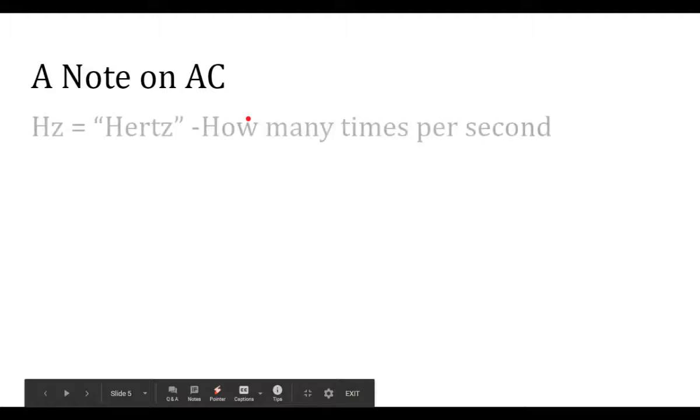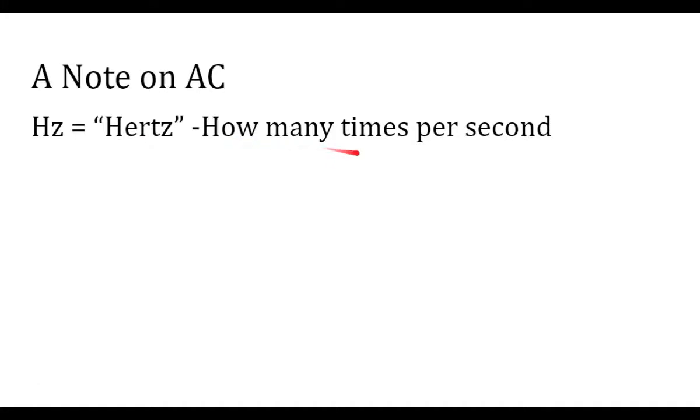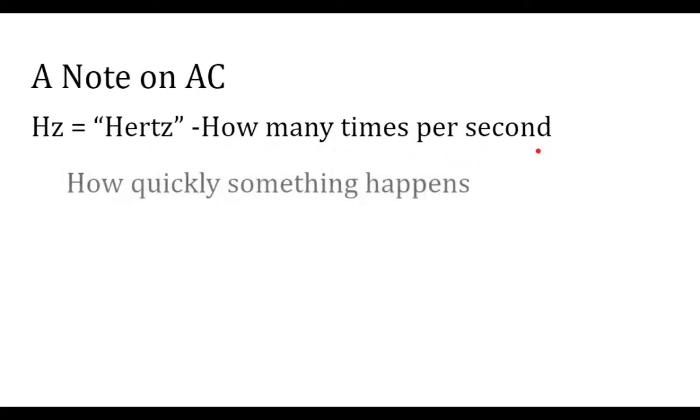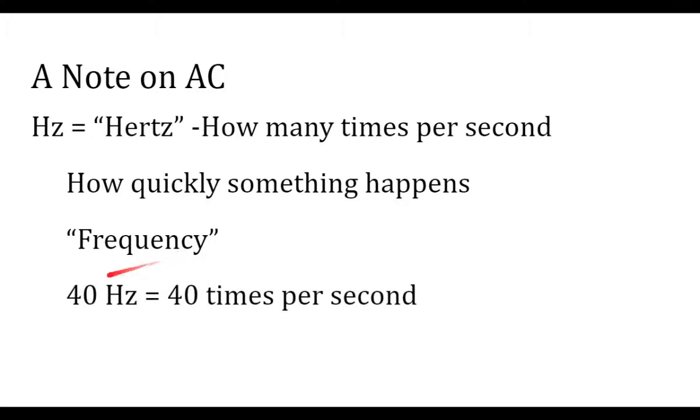Let's talk a little bit about AC. We're actually going to spend most of our time talking about DC, but I want to talk about AC before we move on. So hertz, which I mentioned a second ago, is just a unit that means how many times per second. It's a way of measuring how quickly something happens, or the frequency. That's maybe a word that you've seen before. If I say something has 40 hertz, that means it happens 40 times per second. That's pretty quick, right? So we're talking about things that are happening quickly here.